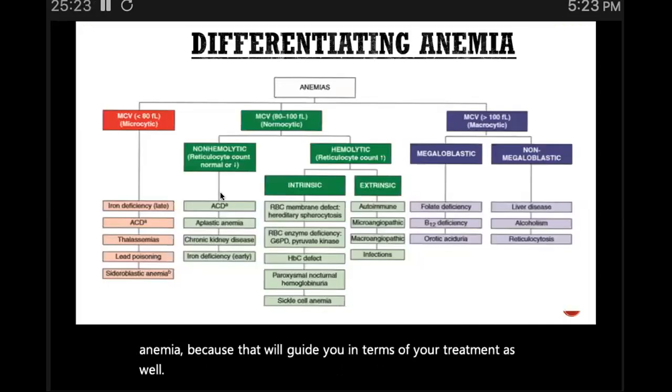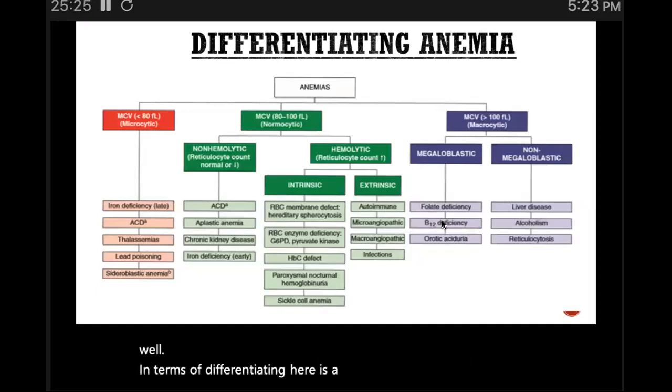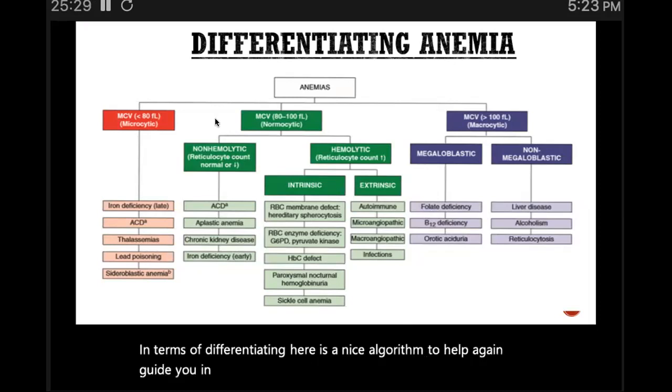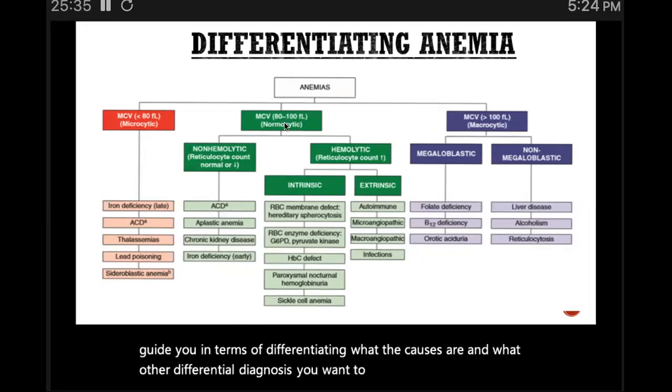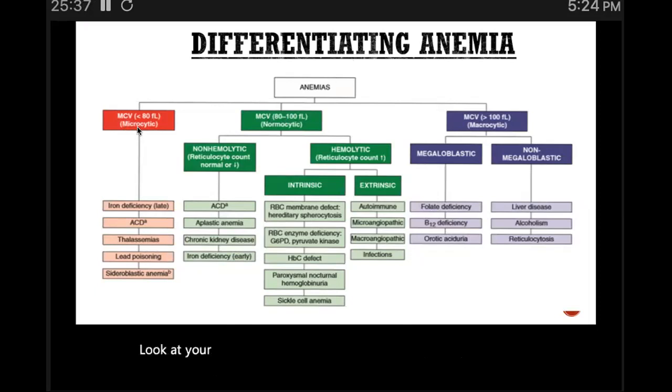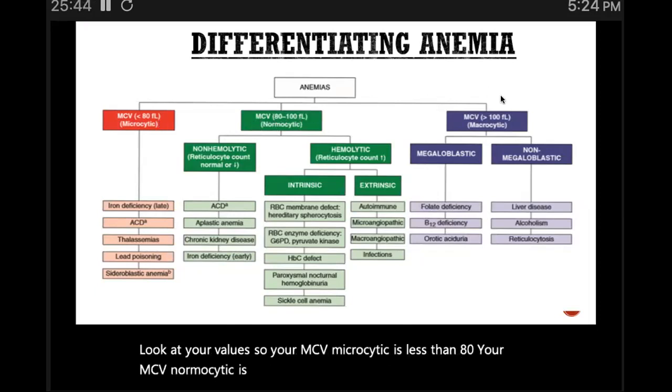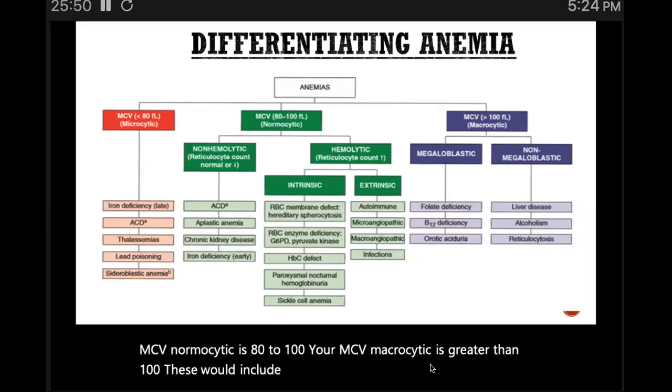In terms of differentiating, here is a nice algorithm just to help, again, guide you in terms of differentiating what the causes are and what other differential diagnoses you want to consider. Look at your values. So your MCV microcytic is less than 80. Your MCV normocytic is 80 to 100. Your MCV macrocytic is greater than 100. These would include megaloblastic and non-megaloblastic anemias.